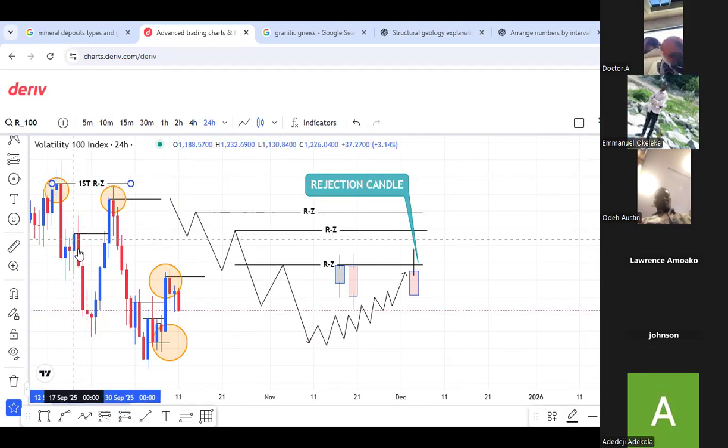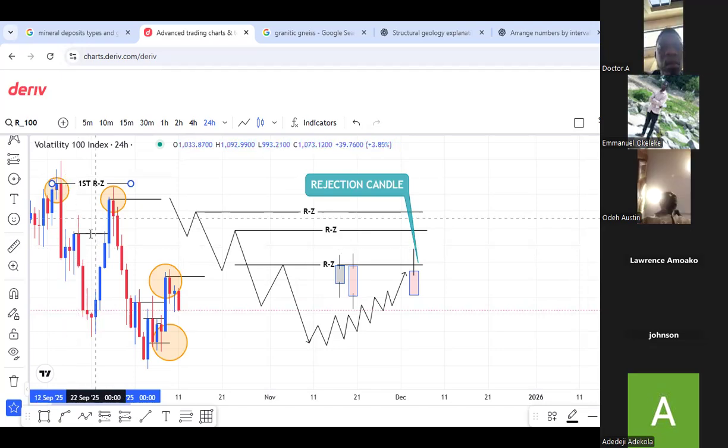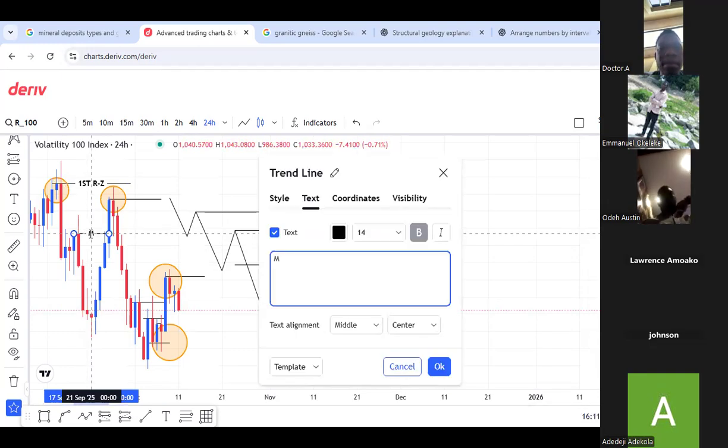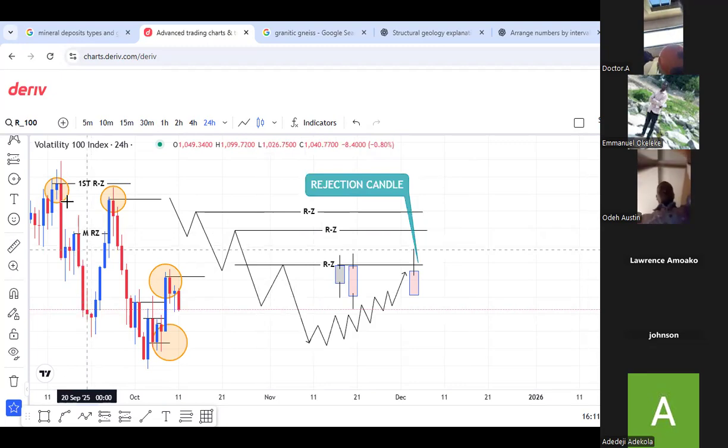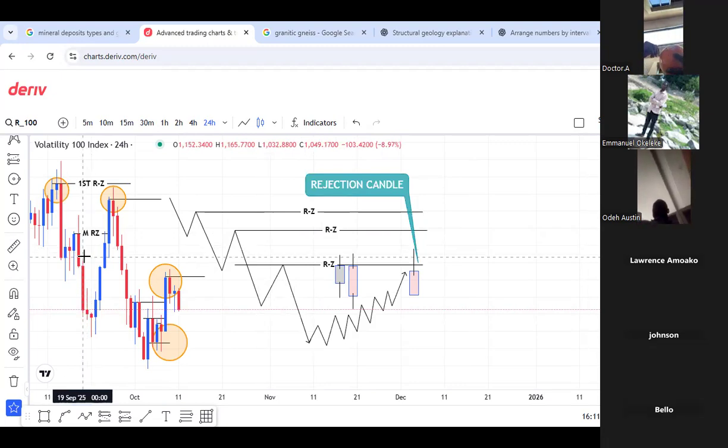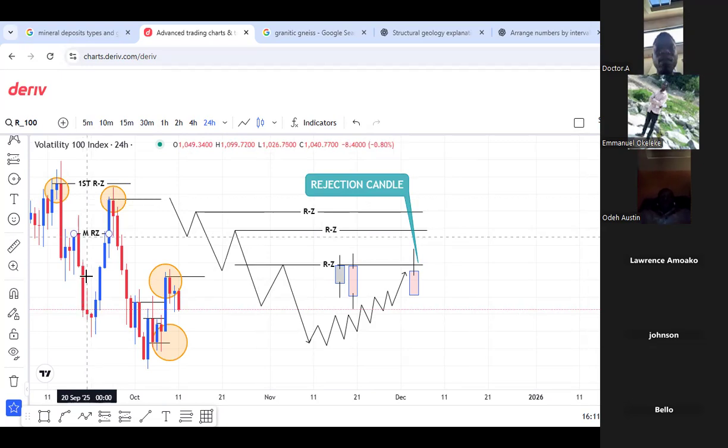If we have only this, if this has formed first, let me say this is MRZ, to stand for minor RZ. If these are the two resistance zones that have formed, remember we are not just entering the market with only the daily time frame. I told you that in the next class we are going to deal with confirmation. It is from that confirmation on a lower time frame that will tell us whether this zone is valid or not. You can't just enter the market with only this rejection candle. There are other confluences you must consider to tell you that yes, this zone is valid.